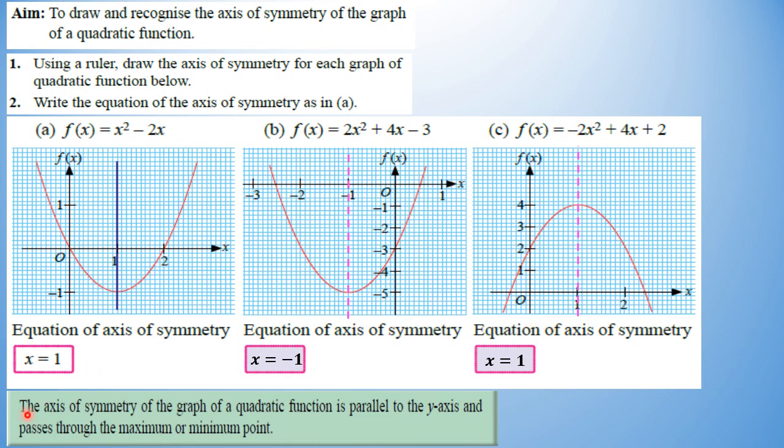So what is the conclusion that we can make? The axis of symmetry of the graph of a function is parallel to the y-axis. You look at here, this one is the y-axis, and the line is parallel to the y-axis. The axis of symmetry is also parallel to the y-axis, and it passes through the maximum or minimum point. This one passes through the minimum point, and this one passes through the maximum point.